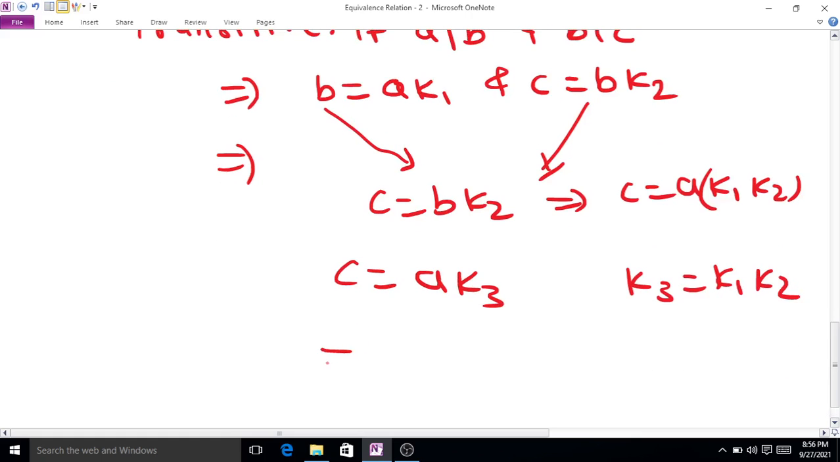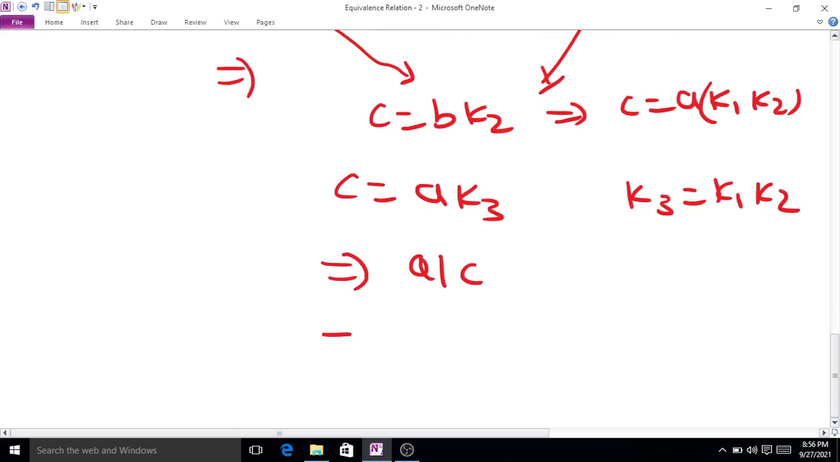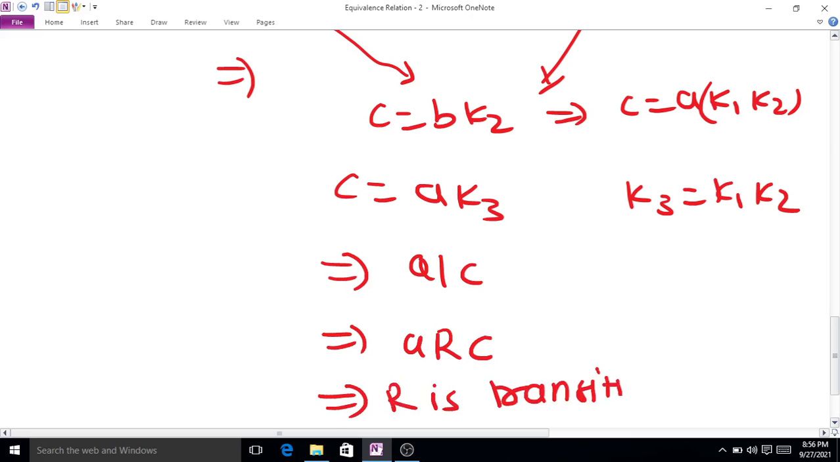This implies c is a multiple of a, and therefore a divides c, and therefore there exists a relation between a and c, and this implies R is a transitive relation.